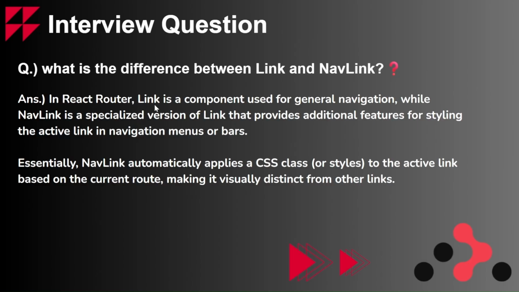In React Router, link is a component which is used for general navigation, while nav link is a specialized version of link that provides additional features for styling the active link in navigation menus or bars. Essentially, nav link automatically applies a CSS class or styles to the active link based on the current route, making it visually distinct from other links.